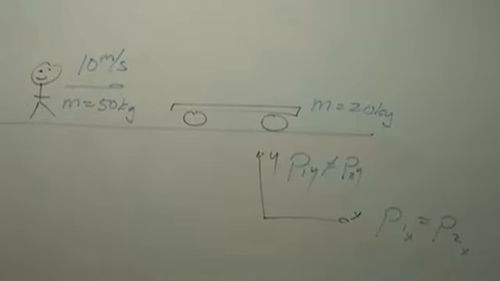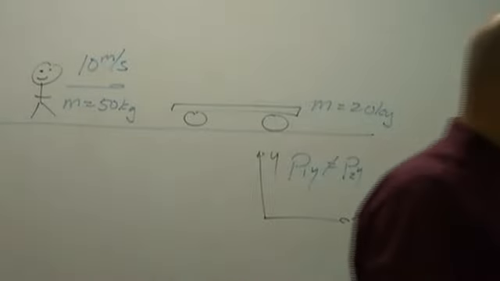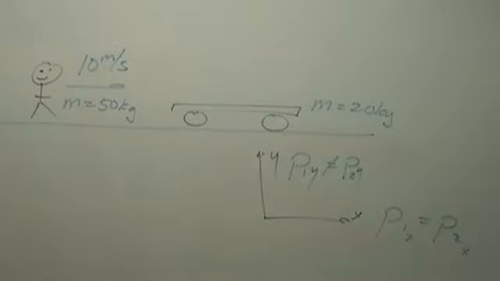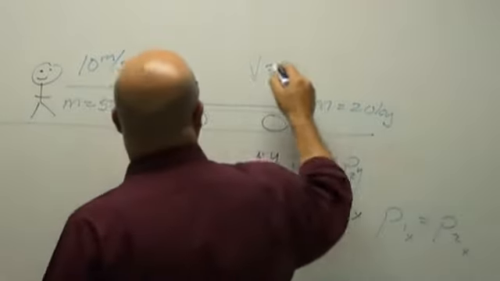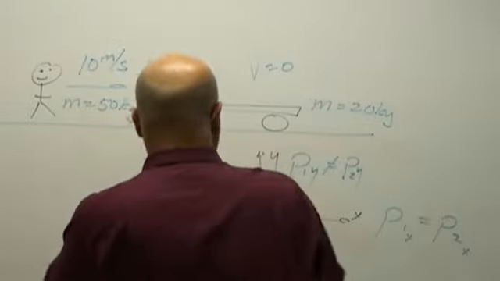What's the final velocity of the child-skateboard system? And the skateboard's not moving at first. Very good. The skateboard is not moving initially. Say the initial velocity of the skateboard is 0. So it's 5 meters per second. Okay, go.